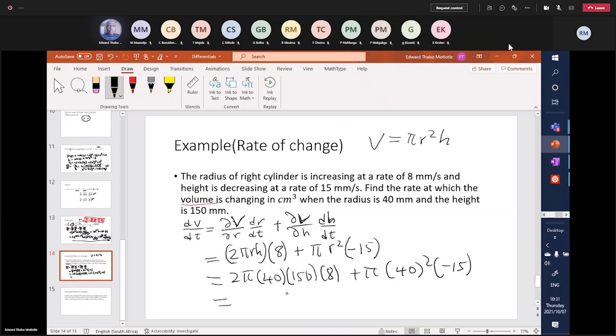So you punch your calculator, your answer will be 72,000 pi. Now here I was working in millimeters, so let me write the unit. This will be in millimeter cube.